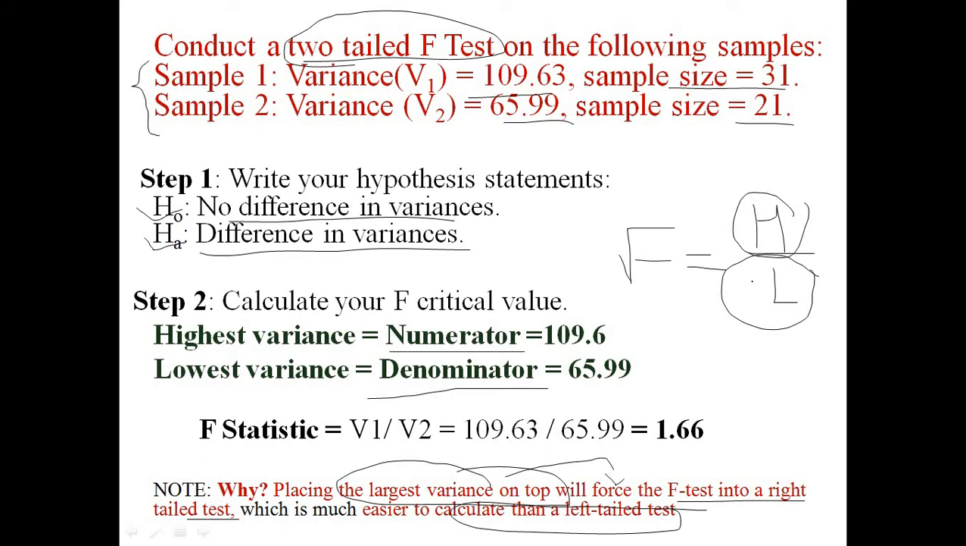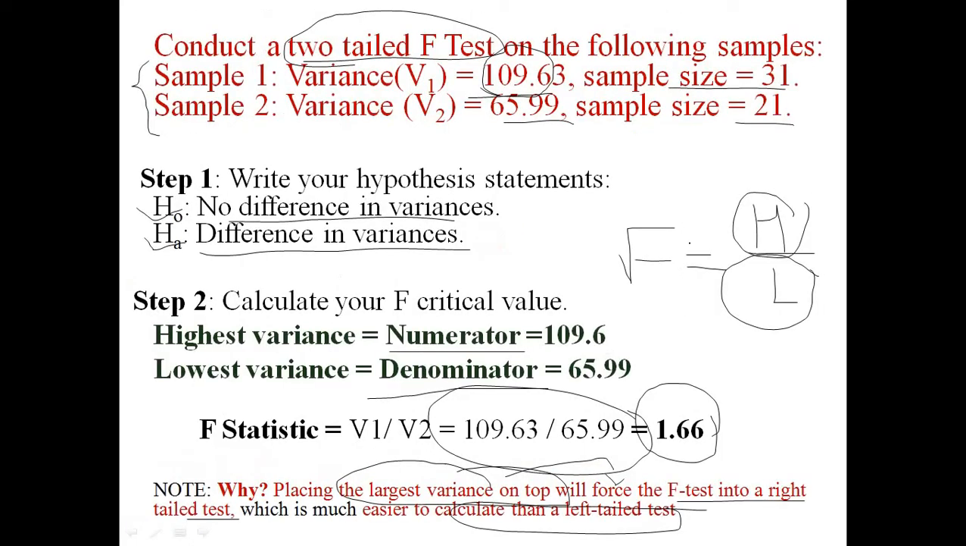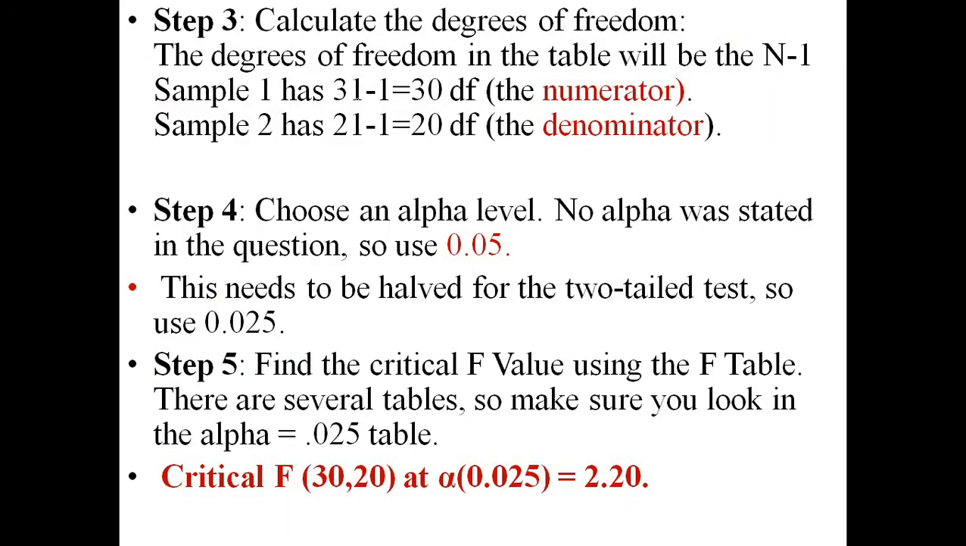By putting the values in the formula, V1 is the largest, larger than V2. So 109.63 divided by V2, 65.99, gives the calculated F statistic value of 1.66. Next is the degree of freedom, as in the t-test and the chi-square test. Here the size of sample 1 is 31 and of sample 2 is 21, so the degrees of freedom are 31 minus 1, that is 30, for sample 1 and 21 minus 1, that is 20, for sample 2, the numerator and the denominator respectively.